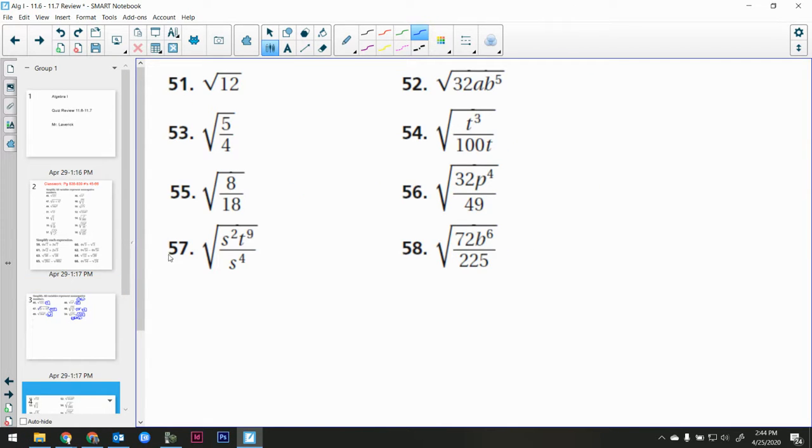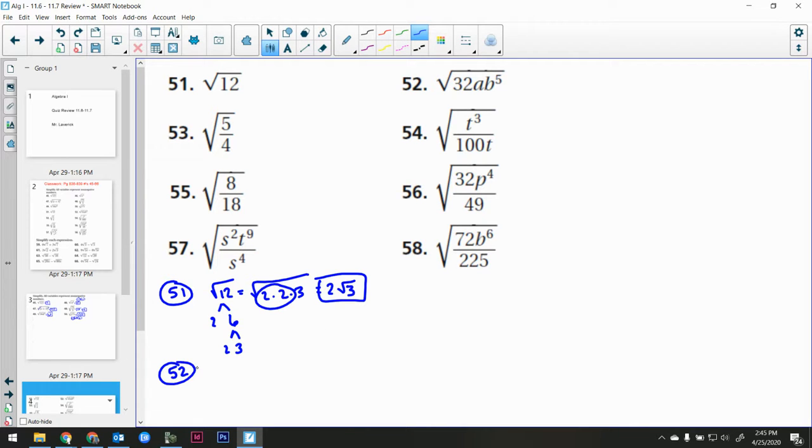Okay. Here's the next 8. Okay. The square root of 12. I'm going to start putting the answers right here. Okay, here's 51. The square root of 12. Well, that's 2 and 6 and 2 and 3. So the square root of 12 is 2 times 2 times 3, or 2 radical 3.